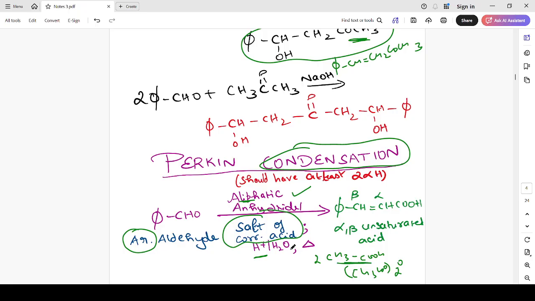The reaction is very similar to your aldol condensation reaction. The only difference is that in aldol, I would have treated this with an aldehyde again, isn't it? Or a ketone. Here I'm using an anhydride, which would get split up to form acid. Other than that, the same thing is happening here. So we'll understand it with the mechanism that it follows.